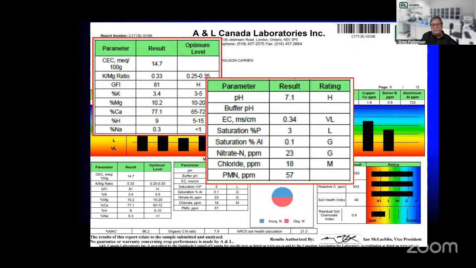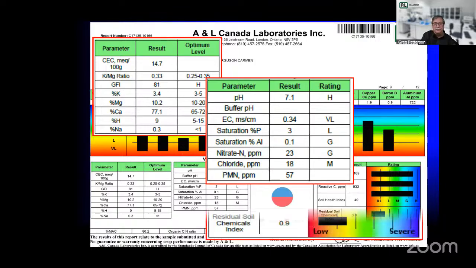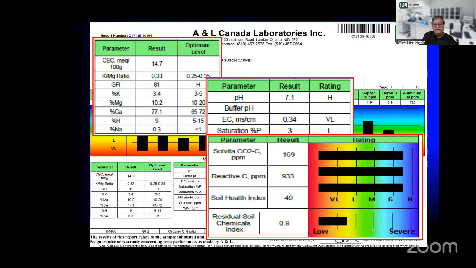We also give you another set of parameters on phosphorus, on pH, on aluminum, and information on potential mineralizable nitrogen to give you good information on how that field is performing. And then your CO2 respiration and your reactive carbon, all this information helps you identify what is the missing piece to give you that healthier soil that helps you produce a better crop.